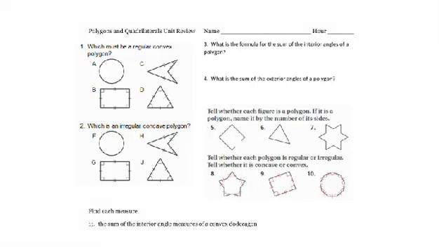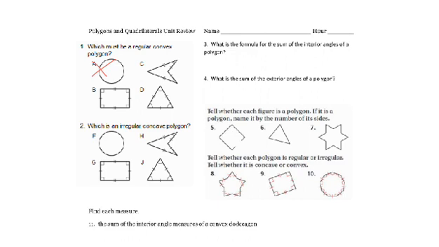Okay, so here's page 1 of the study guide. Question 1 says which must be a regular convex polygon. Well, first I'll eliminate some. A is not a polygon because it has curved lines. A polygon can only have segments. The other three are polygons.